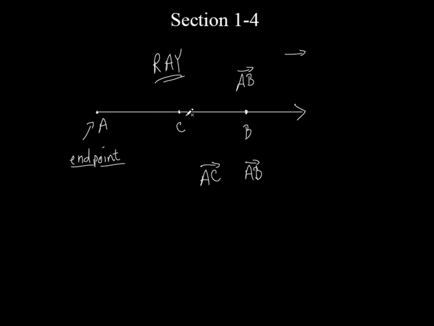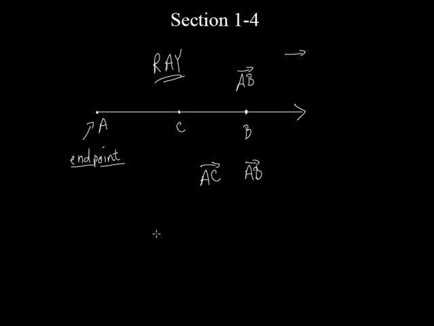Now, could I call it ray CB? This whole thing. Could I call it ray CB? That's right, because C is not my endpoint. A is my endpoint, okay? So this whole ray right here would be considered ray AB. Does that make any sense? All right, so that's a ray.